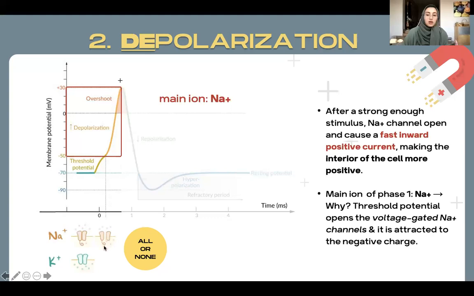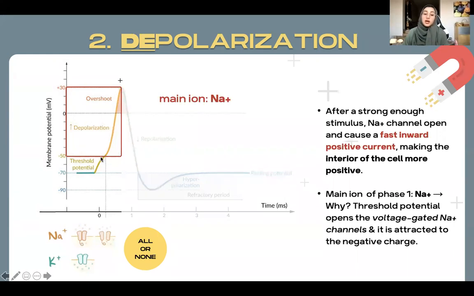And this happens again because you have opening of the voltage gated sodium channels. Why do the voltage gated sodium channels open? Because you pass the threshold potential. This is like the gate. This is the voltage you have to reach in order for this to happen. Okay, so sodium flows in for two reasons. One, because its concentration gradient is more outside than inside. And two, because it's more negative inside the cell. So those two things are the driving force for sodium to go inside.